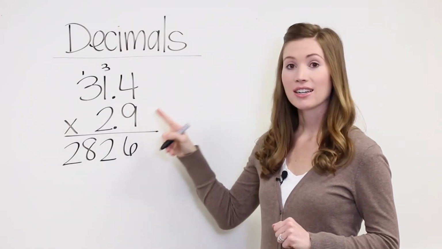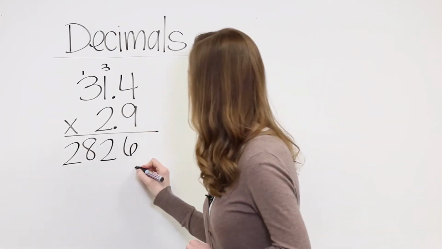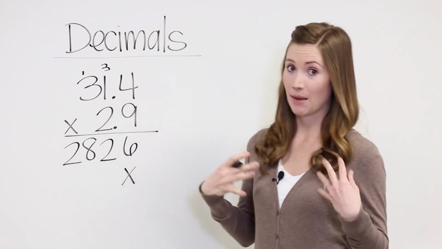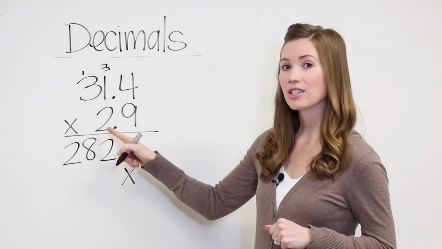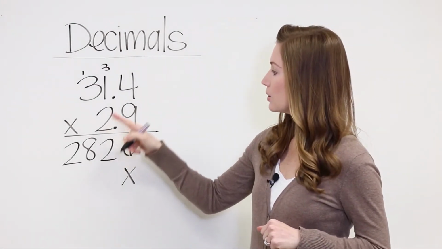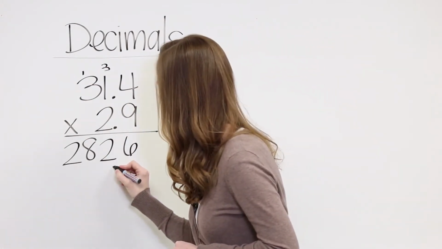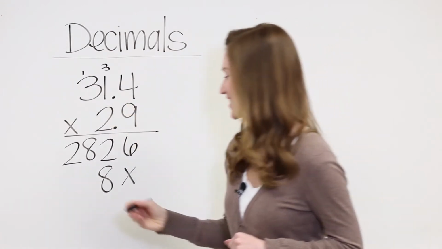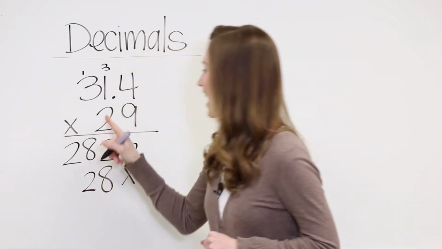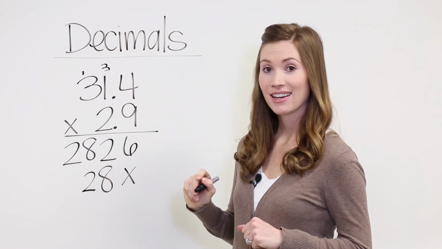Now we're done with our tenths place, so we're going to write our placeholder. Again, I'm going to use an X. You can use a 0 or an X. And we're going to move on to our ones place. 2 times 4 is 8. 2 times 1 is 2. And 2 times 3 is 6.